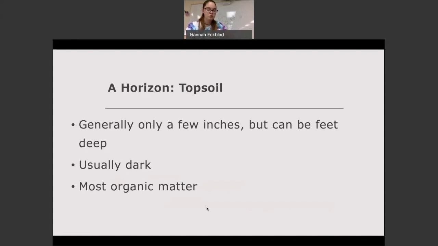This is where most of your biological functions are taking place, just because it's towards a lot of oxygen. There's also fewer rocks in comparison to the B and C horizon. There are rocky soils, don't get me wrong, but in comparison to the B and the C horizon, there are fewer rocks in the A horizon than the B or C.